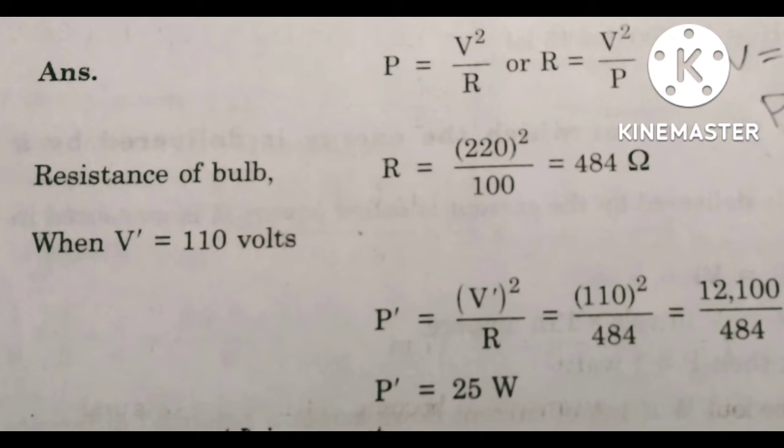And now if V dash is equal to 110 volts, what will be the power? So we can substitute the values of V dash and R in this equation. That is P dash is equal to V dash square by R. That is equal to 110 the whole square divided by 484. That is equal to 12,100 divided by 484. That is P dash is equal to 25 watts. Therefore, our answer is option D, that is 25 watts. The power is 25 watts.